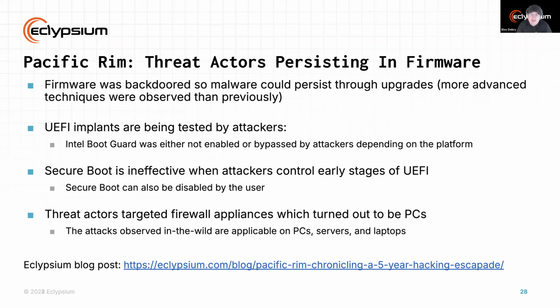One of the things that we've seen them use is actually a UEFI implant, where they either verify that Intel Boot Guard is not enabled, or go ahead and bypass it on the appliances that they're attacking. So when we look at scenarios like this, even if an appliance is leveraging secure boot, if the attackers control the earlier stages of UEFI, they can either disable it or bypass it themselves. In this case, they targeted firewall appliances, which after you looked at them were simply Intel-based PCs. So the attackers were observed in the wild attacking things which were virtually PCs, servers, and laptops.